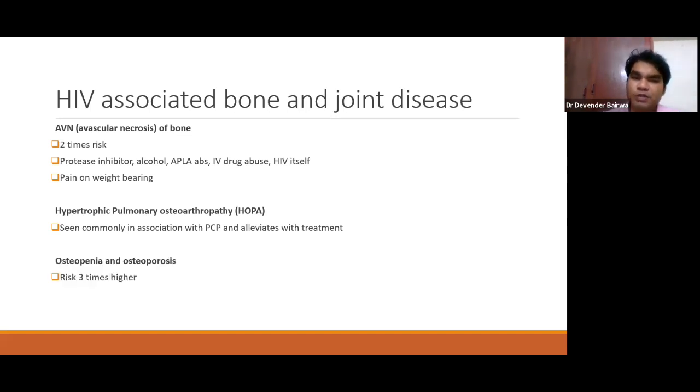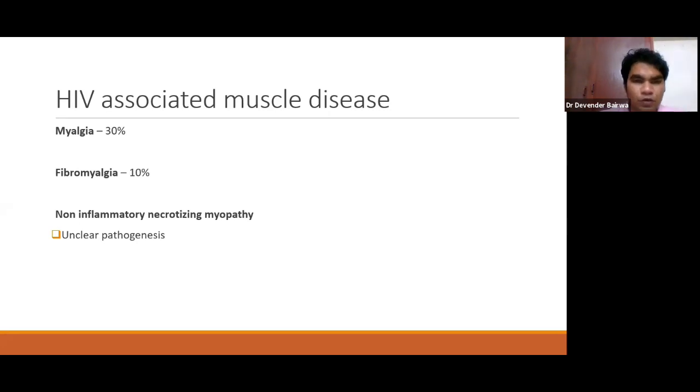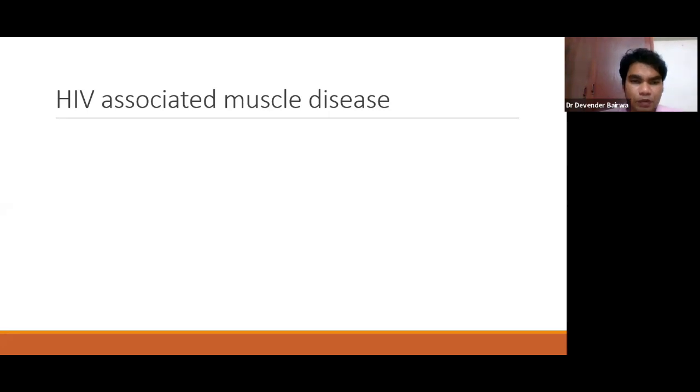Then osteopenia and osteoporosis can be there. The risk is 3 times higher, and generally treatment is like we do for general osteoporosis. Testosterone can also be added if testosterone levels are low. Then myalgia, HIV-associated myalgia, muscle disease we see. Myalgia is very common. Up to one-third of patients will have some non-specific myalgia. Fibromyalgia, that is generalized increased sensitivity to stimuli causing pain, is seen in 10% of patients. Apart from that, there can be non-inflammatory necrotic myopathy. It is generally not known why it occurs, and we treat this non-inflammatory necrotic myopathy with the help of steroids.